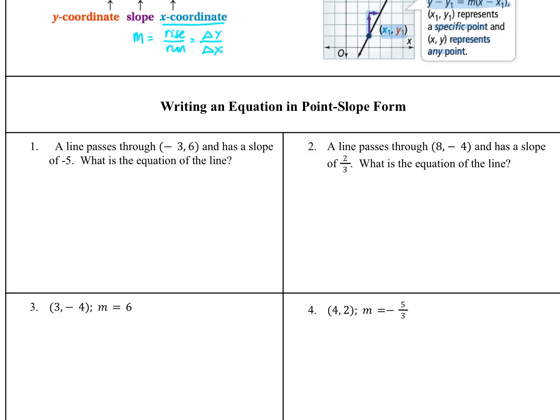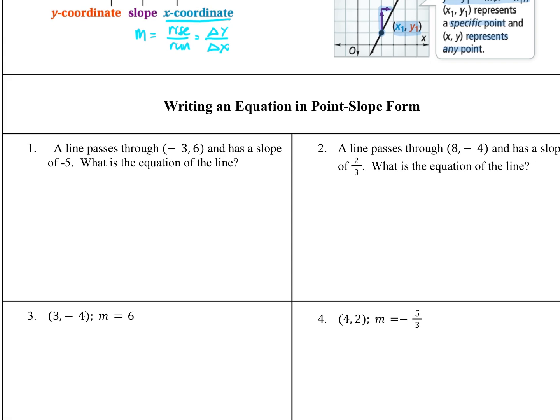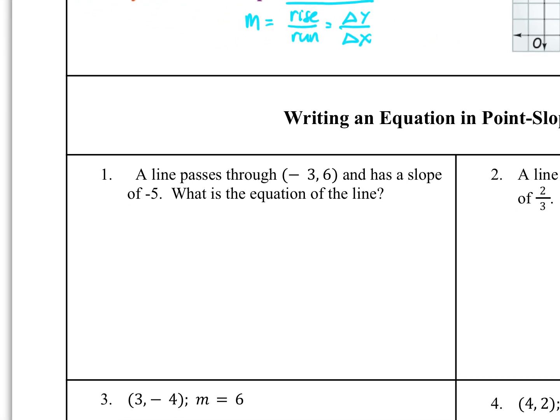Writing an equation in point-slope form. The point-slope form looks this way: y minus y1 is equal to m times (x minus x1). We're going to leave our equation this way. We don't have to simplify it for now.